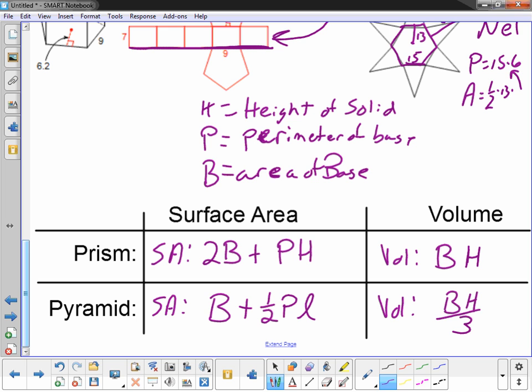Now, there is a formal proof. If you want to research that formal proof, you're more than welcome to. Otherwise, I can talk you through it or show you how that kind of works out. But those are the general formulas for any prism and pyramid. The B and the P all are dependent upon what shape that base is. That's the important part. What shape is that base? So, those are your formulas.